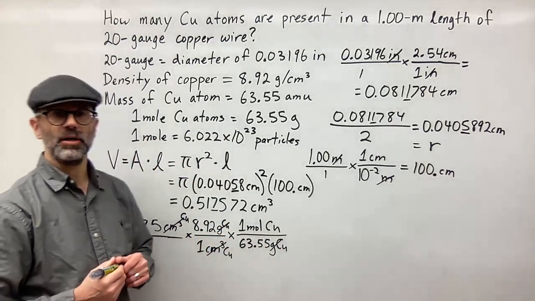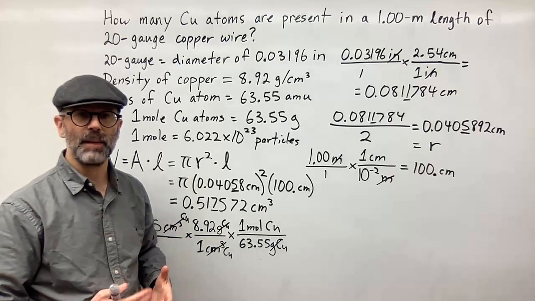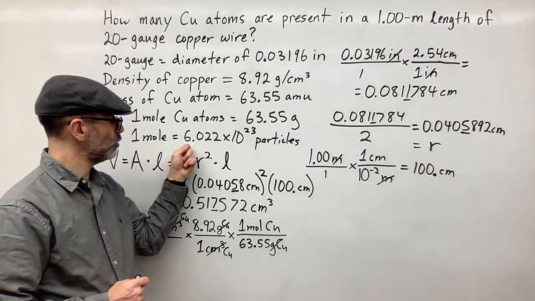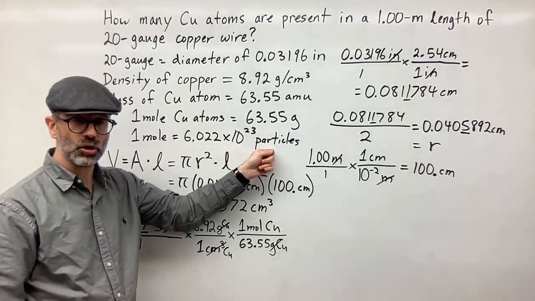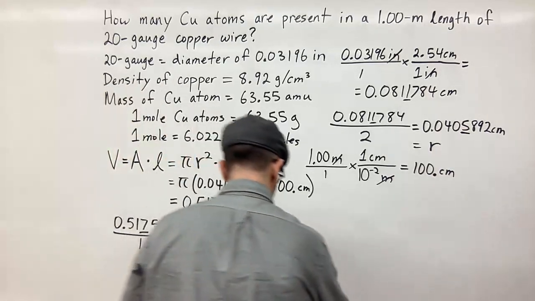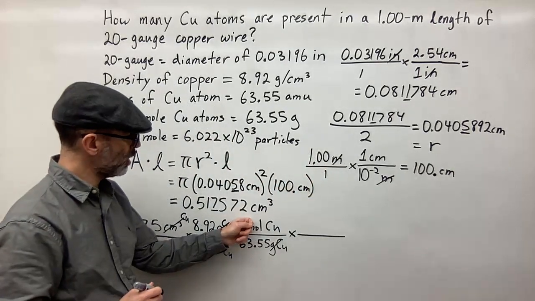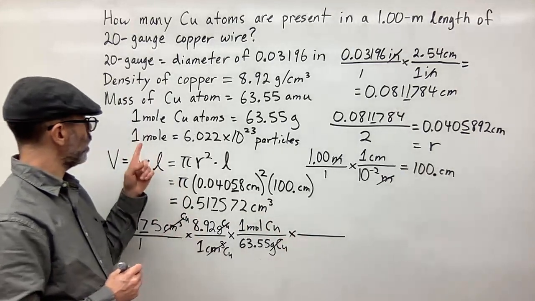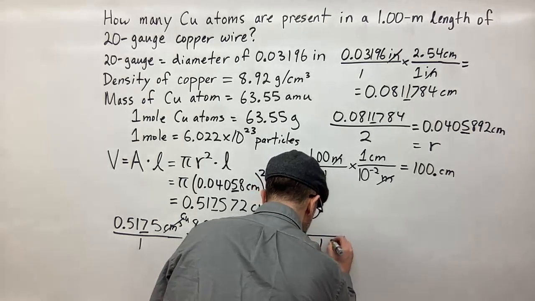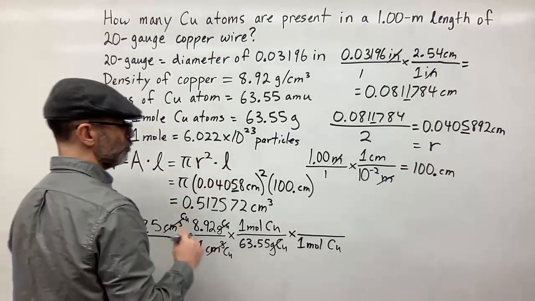Now I have moles of copper, but the question is how many atoms of copper? So I want atoms of copper. Atoms are particles. So I'm going to use Avogadro's number. I'm going to use 1 mole is equal to 6.022 times 10 to the 23rd particles, or atoms in this case, to convert to number of atoms. And that's my last conversion. So since I have moles of copper here, I'm going to put moles of copper here. So 1 mole of copper atoms. And then on the top, I'm going to have 6.022 times 10 to the 23rd.